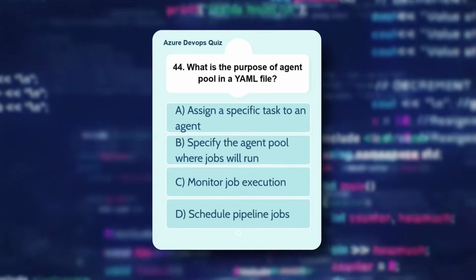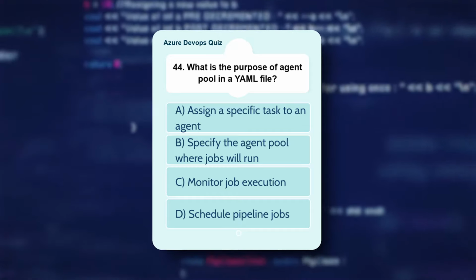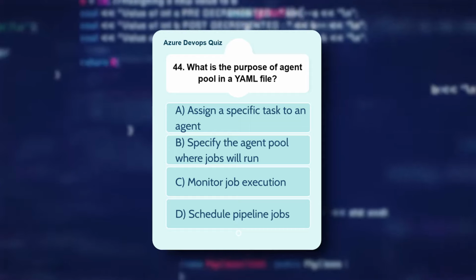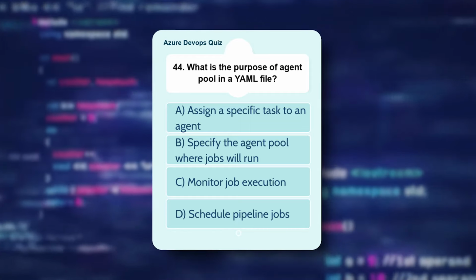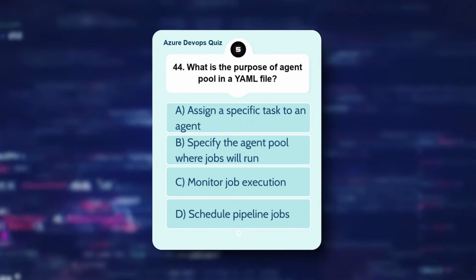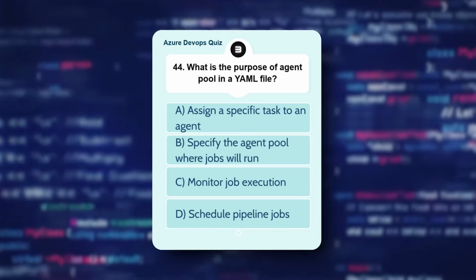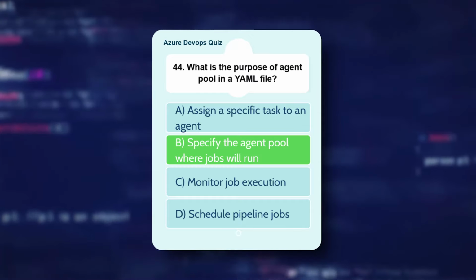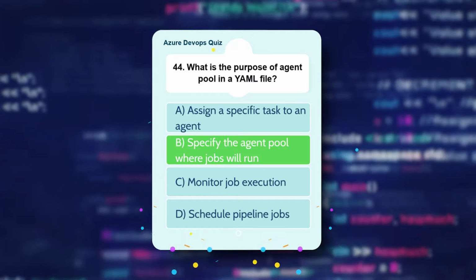44. What is the purpose of agent pool in a YAML file? A. Assign a specific task to an agent. B. Specify the agent pool where jobs will run. C. Monitor job execution. D. Schedule pipeline jobs. Answer: B. Specify the agent pool where jobs will run.